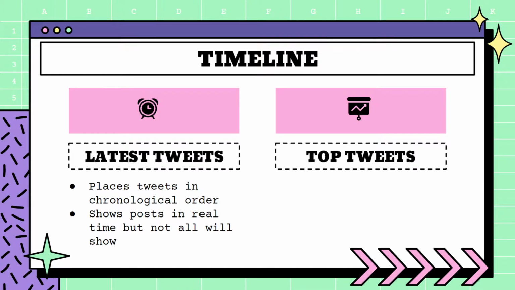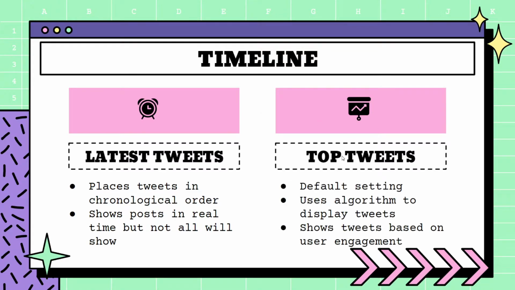posts in real time, not all of the posts will show, and that's because the Twitter algorithm is trying to increase engagement, and so they're going to be looking for that kind of stuff. Even if it's on latest tweets, it still uses the Twitter algorithm, just not as heavily. Most people by default have top tweets and they never change it. A lot of times they don't even know they can change it.